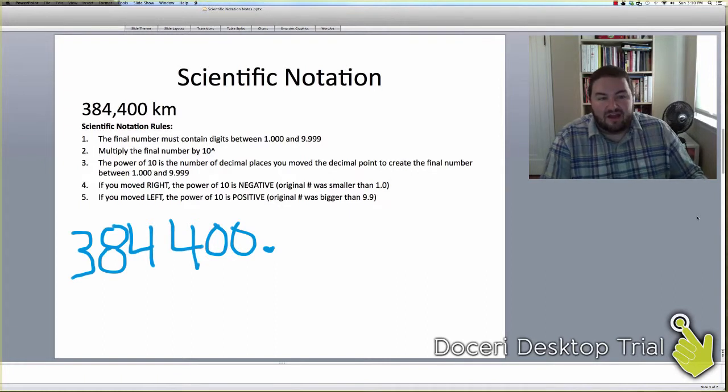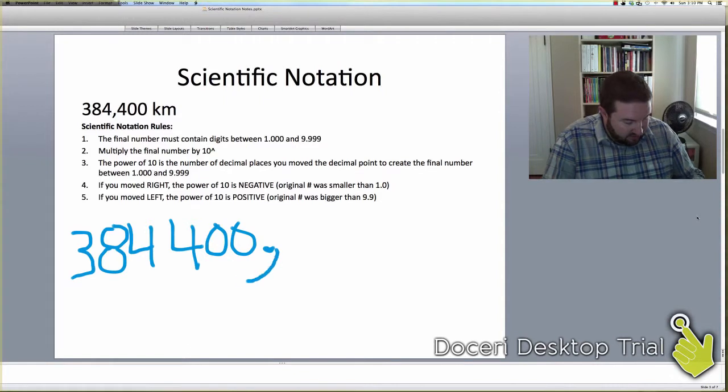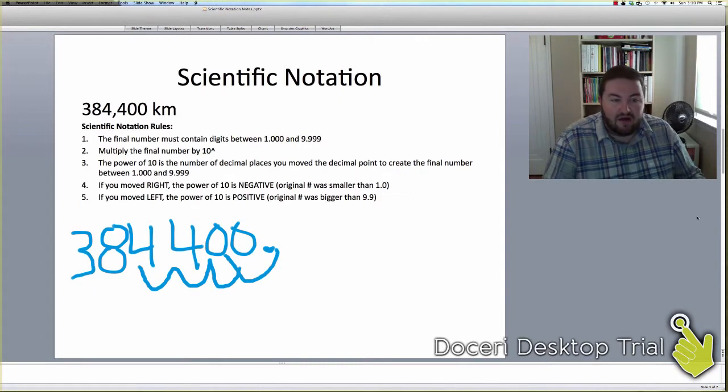I'm going to keep moving until I create a number that has digits between 1 and 9.99. So I'll move one place and ask myself, does that number fall between 1 and a little less than 10? And the answer is no. So I continue to move. I might stop here and check again and say, okay, right now if I had the decimal point, I'd be at 38.44. Again, a little bit too big. So let's go one more spot to the left. If I put my decimal point here, we'd have 3.844, which definitely falls in that range between 1 and 9.99.